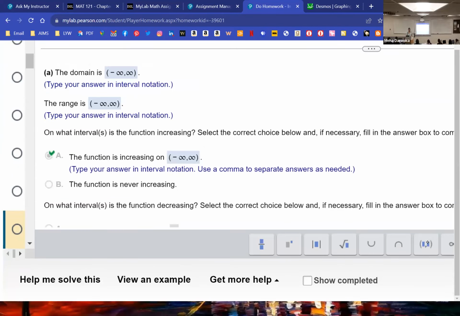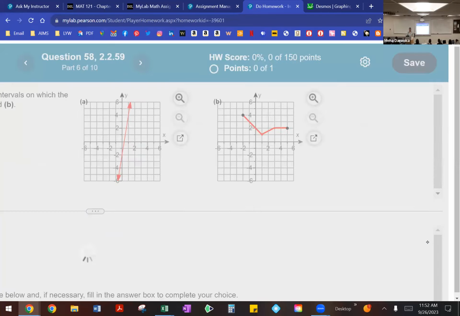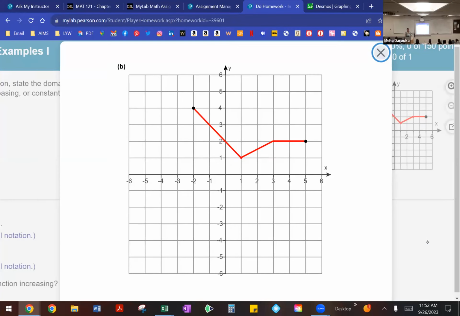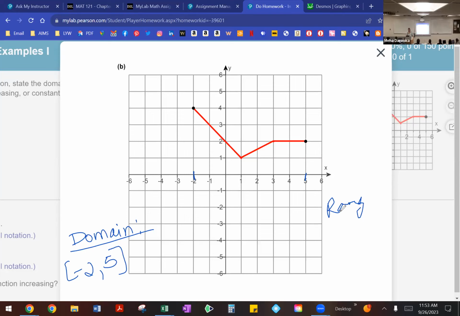All right, domain for graph B. What is the domain for graph B? Okay, so -2 to what number did you say? 5, very good. Because this is obviously not extending in both directions, right? It's constant, it's staying confined between -2 and 5 on the domain. I know they're gonna ask us for range, so while we have the graph up, let's talk about the range.